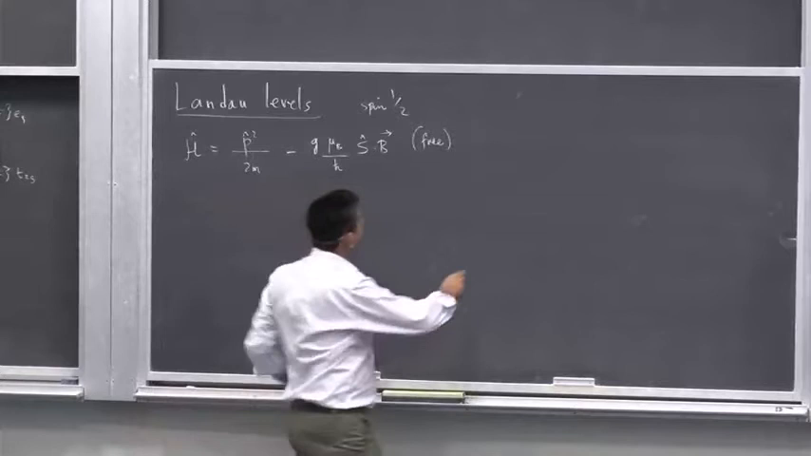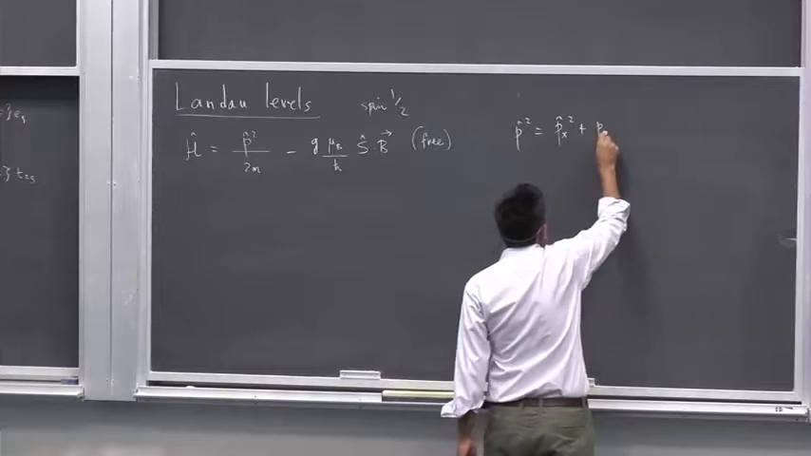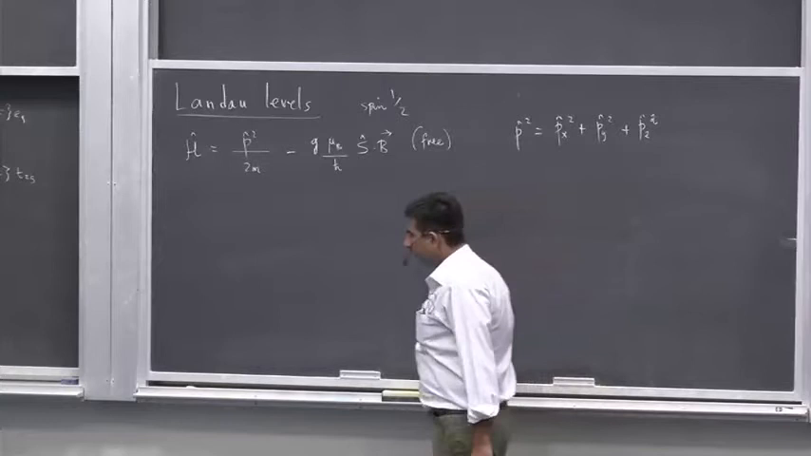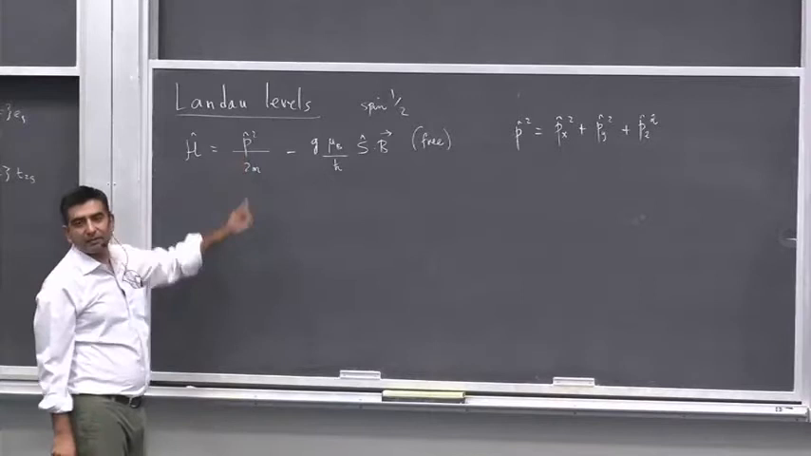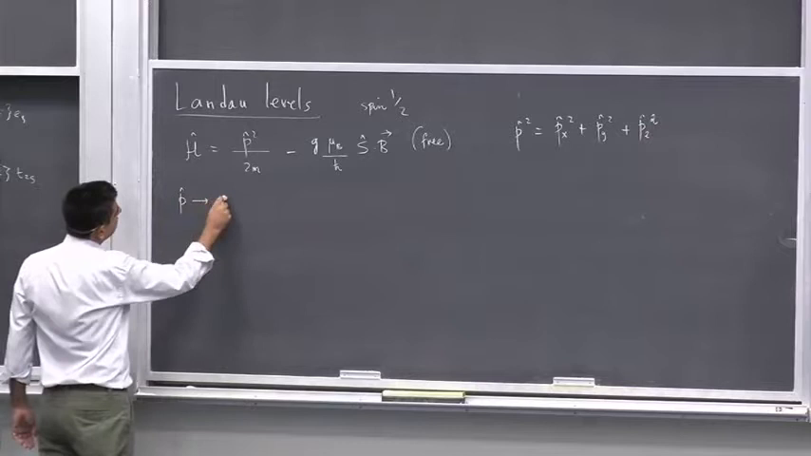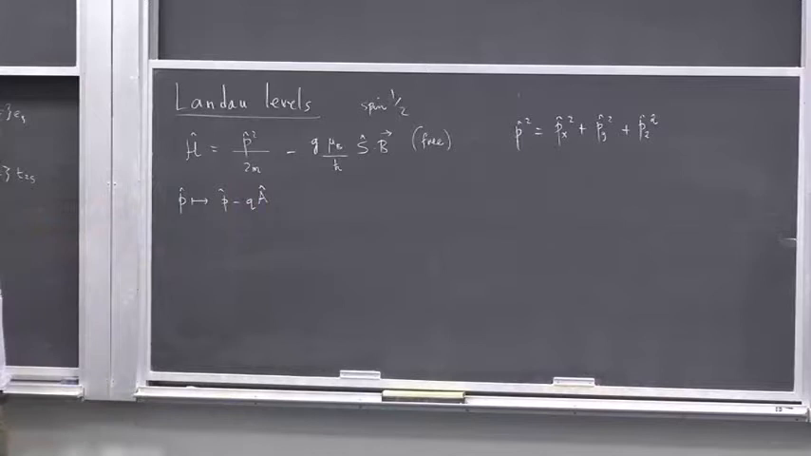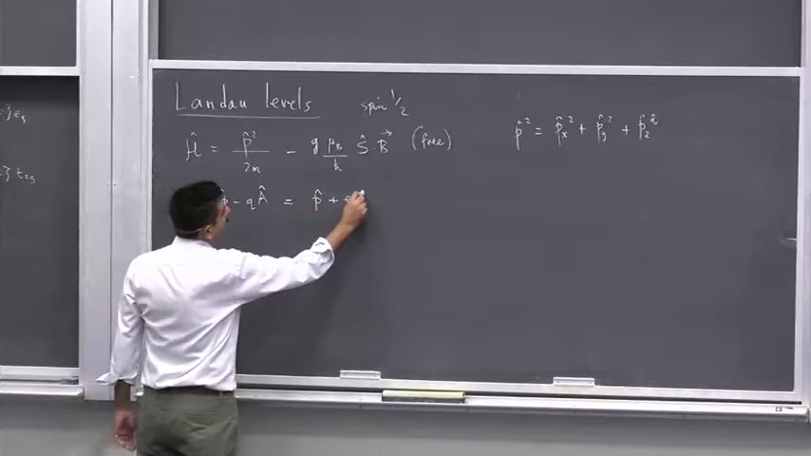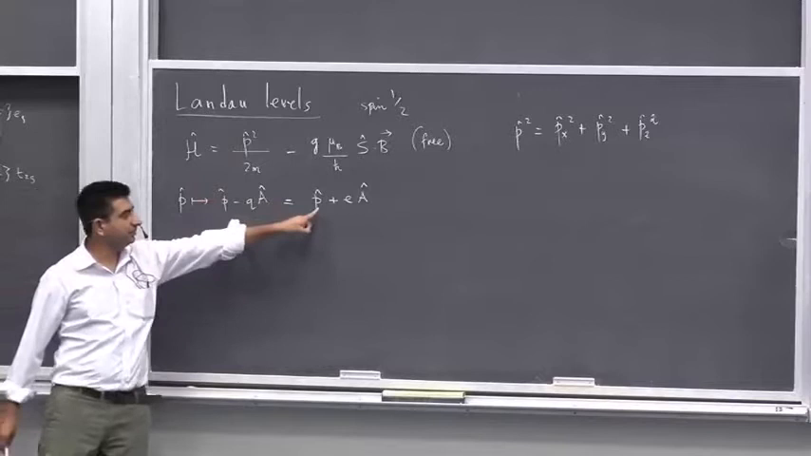Now I also know that this momentum operator P squared has an x component and a y component and a z component. And I've also described in the previous lecture that whenever I have a magnetic field, this momentum has to be replaced by its canonical counterpart. And the canonical counterpart is that P is replaced by P minus Q A, where A is the magnetic vector potential. Since it's an electron with Q equal to minus e, this becomes P plus eA. So I have to replace this P with P plus eA.